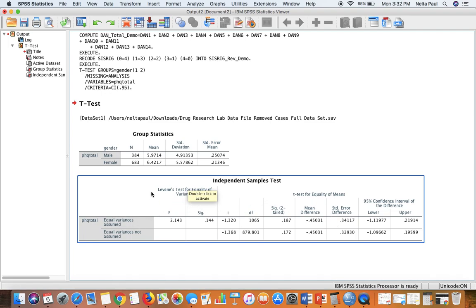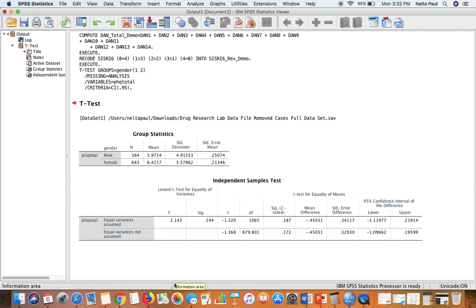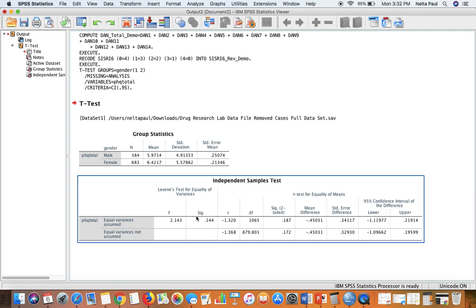So if we look at the Levene's test, this is testing the assumption of equality of variances. So this first sig, which is 0.144, is considered statistically non-significant. So that's a good thing, actually. In order for something to be statistically significant, the standard alpha is 0.05 or lower. Here we have 0.144. So we assume equality of variances. Why? Because this sig value is not 0.05 or lower.